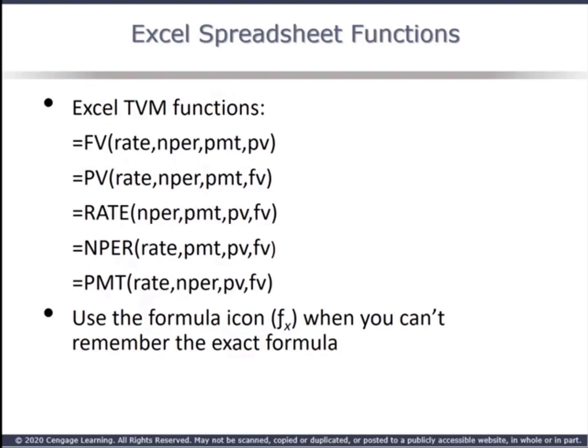We'll be working quite a bit with the calculator, but we'll cover the associated Excel functions as well. For each TVM key, there is an Excel function. You don't need to remember the exact name of the function nor the order of the parameters. Click on the FX icon and select the appropriate function. A window will appear with blanks for the needed parameters.